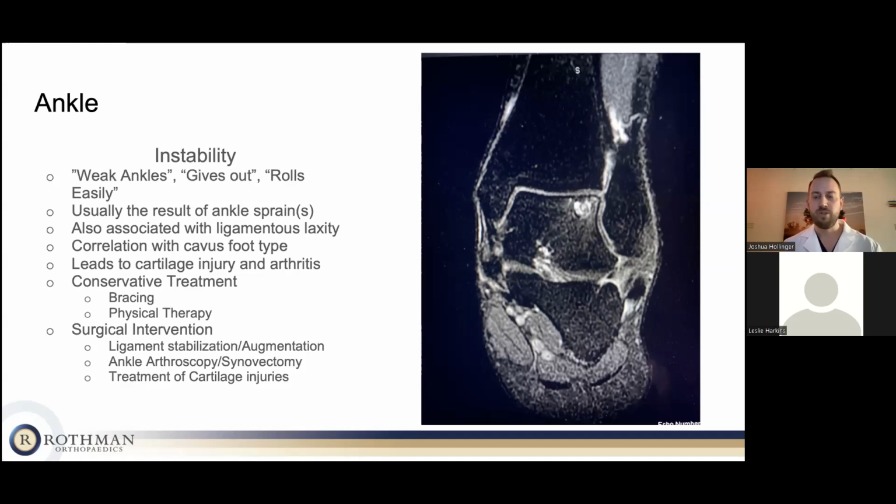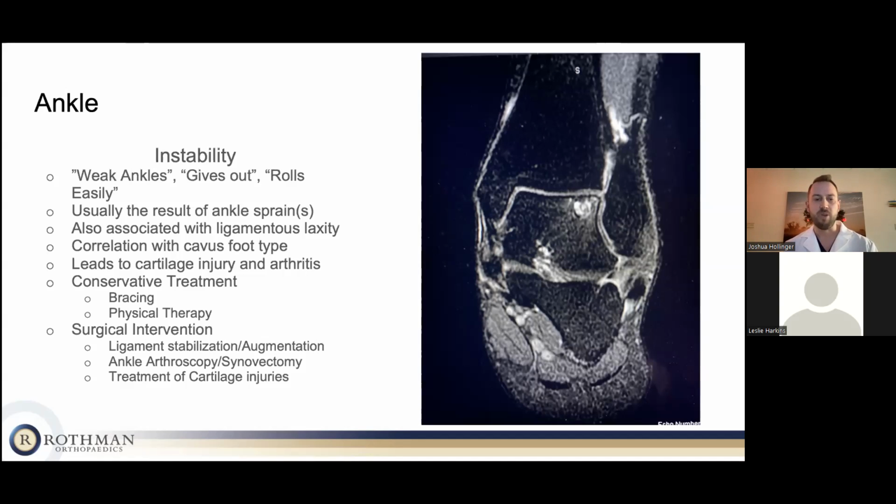These are precursors to arthritis and oftentimes lead to severe arthritis, but could otherwise be prevented if we're able to treat these ankle sprains early. Conservatively, bracing and physical therapy, similar to how we treat ankle sprains, but oftentimes if these patients have had multiple sprains and never had treatment, they do go on to needing surgery. And this will include procedures to stabilize those ligaments and often augment them to make them stronger, preventing future sprains.